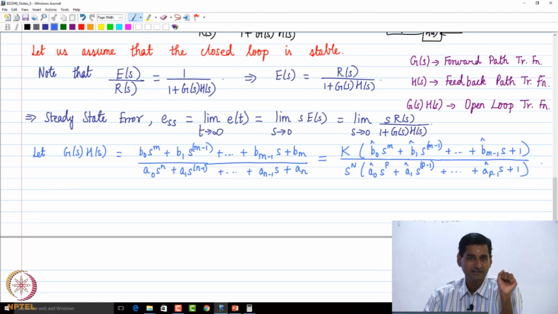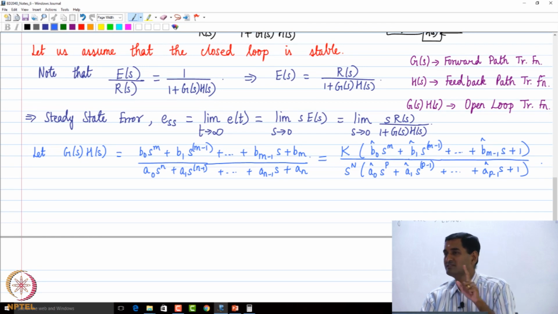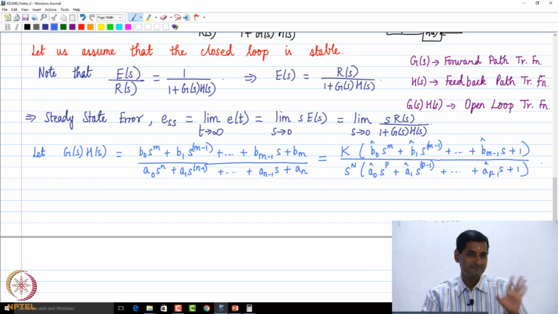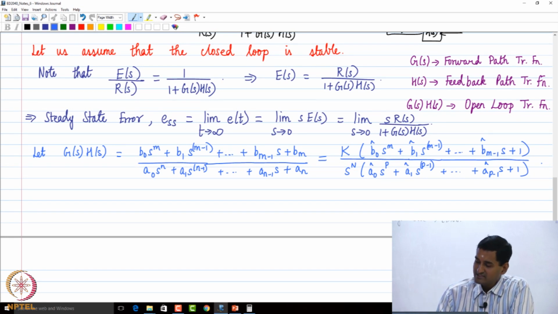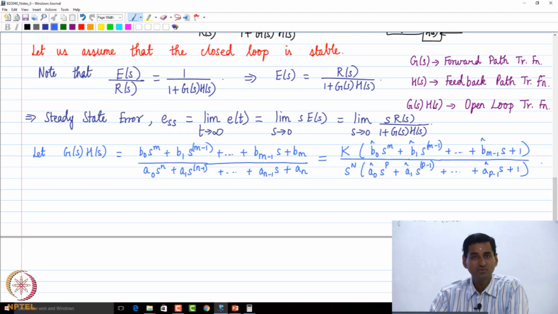I am sure all of us agree. Once I pull it out, in the remaining factors I am making the constant term 1. I do some algebraic manipulation and then introduce a factor k such that the constant term becomes 1. We will see why shortly. So, this is the general structure of the open loop transfer function.